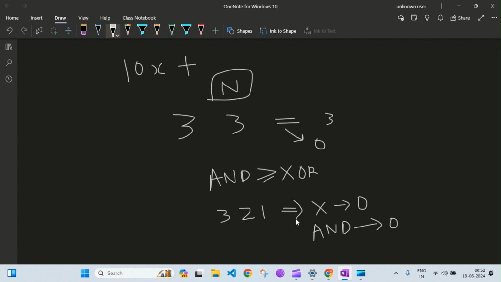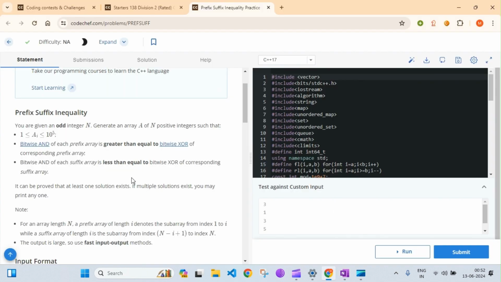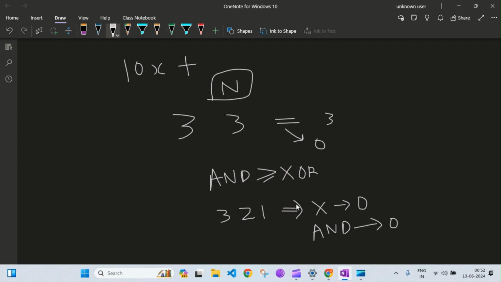Let's see what about the suffix condition now. The suffix condition: AND should be less than XOR, right? Yeah, AND should be less than XOR. So are we doing so? For 1 and 2, AND is 0 and XOR is 3. So our AND is less than XOR, right? And what if we go to this 3? The AND will be 0 and also XOR will be 0.